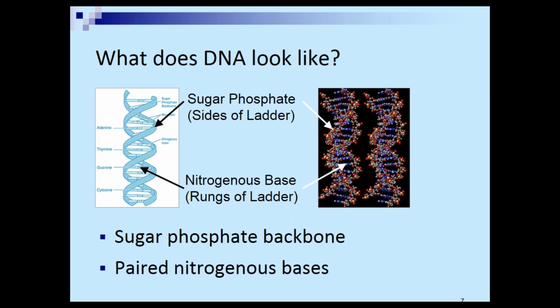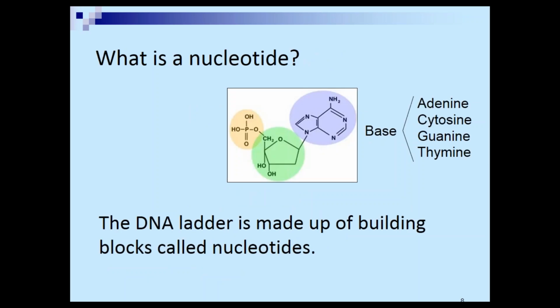The rungs of the ladder contain the nitrogenous bases, which, if you look at that cartoon on the left, are the A's, G's, C's, and T's. And those A's, G's, C's, and T's are not identical if we compared Garrison's DNA to my DNA. So it's really the rungs of the ladder that are going to be different among different individuals.